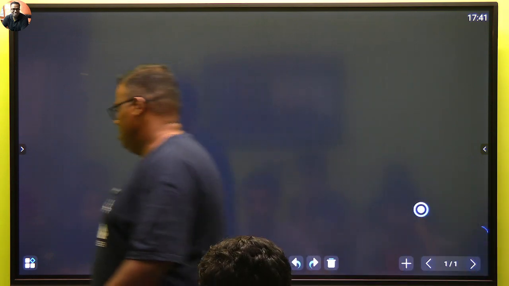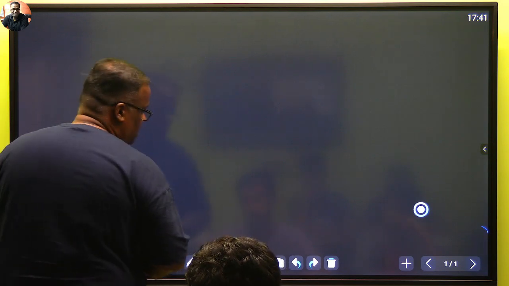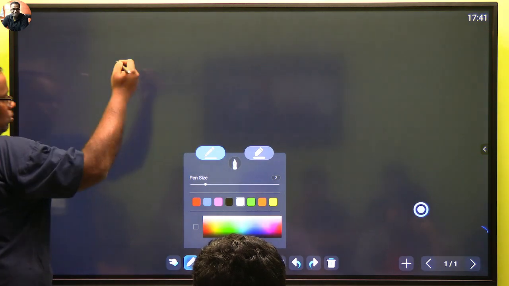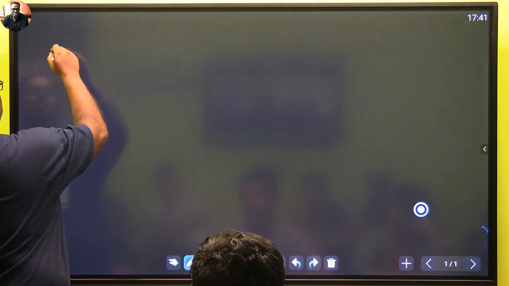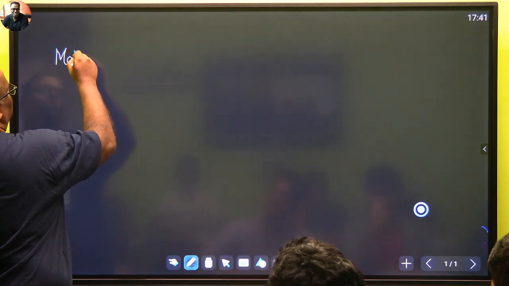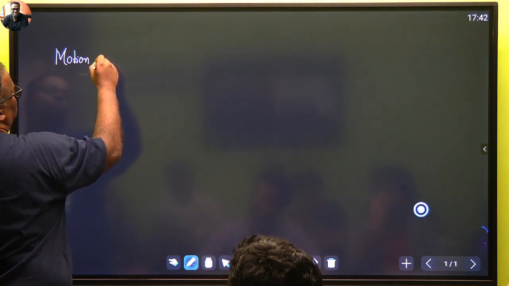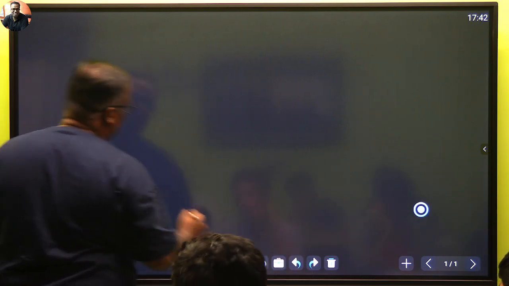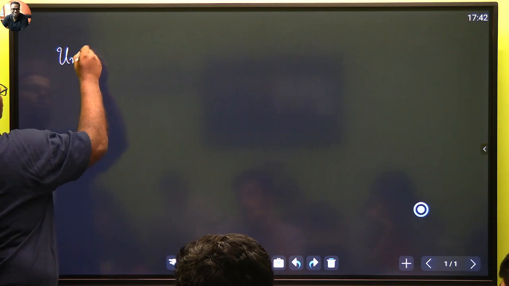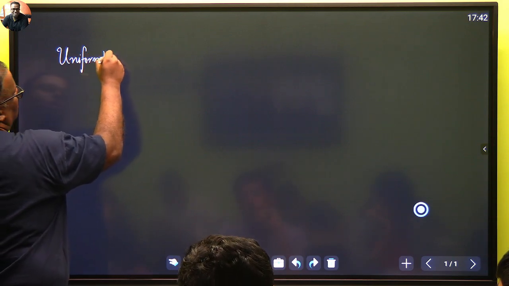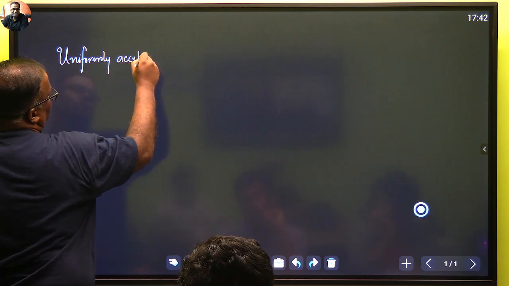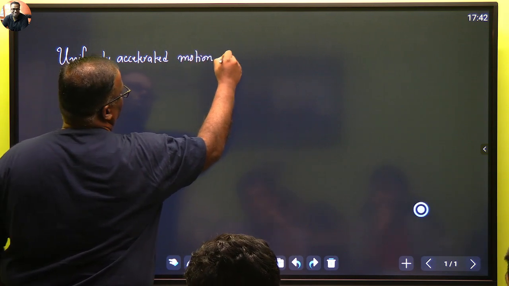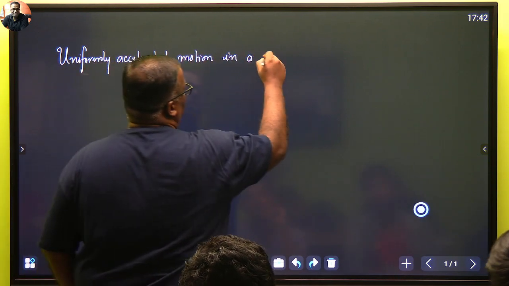Okay. So since we are starting with our revision classes, I won't be able to go that deep into the chapter, but I will be able to cover every topic. While the name of the topic will always be motion, we will say that this is motion in a straight line. No, we won't even say it like that. We will always say that this chapter is all about uniformly accelerated motion in a straight line.